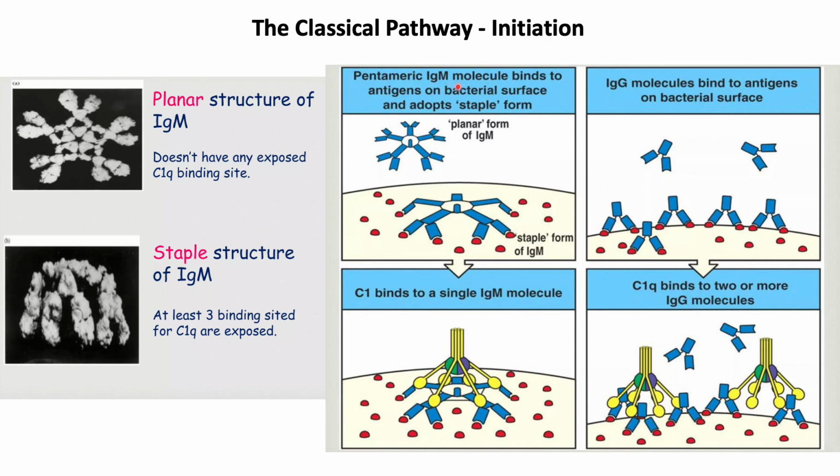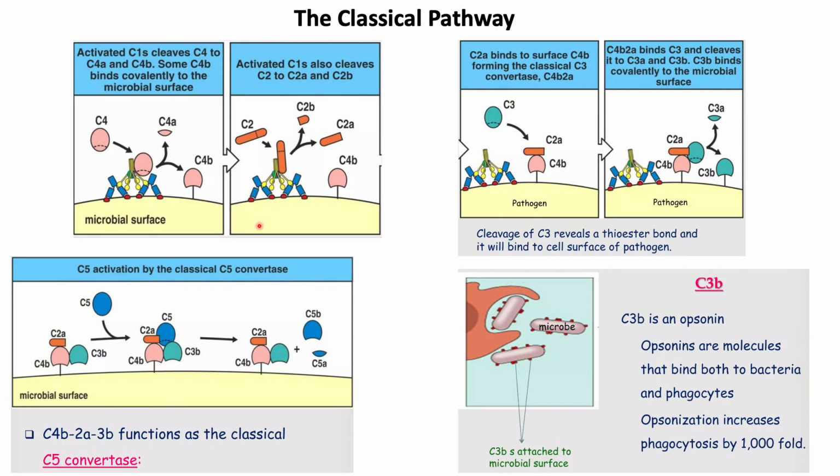So the pentameric IgM molecule binds to antigens on the bacterial surface and adopts the staple structure to enable the binding of C1. So this C1 then binds to a single IgM molecule. And in the case of IgG, the IgG molecules bind to antigens on the bacterial surface, and C1Q binds to 2 or more IgG molecules. So the classical pathway has now been initiated upon the binding of C1 to the antigens on the microbial surface. The further steps are discussed in this slide.